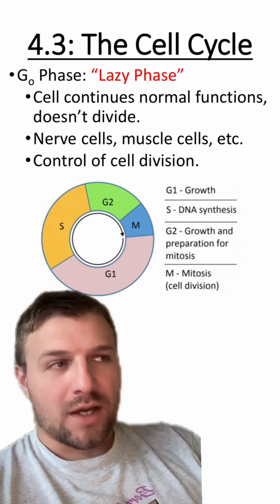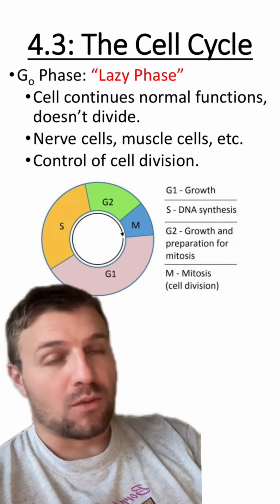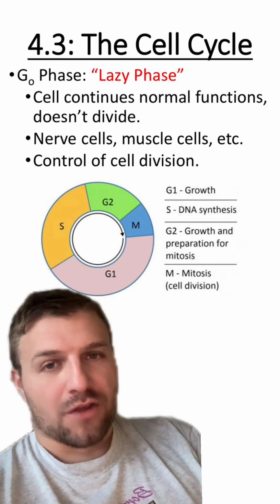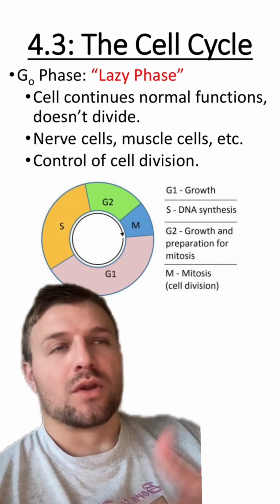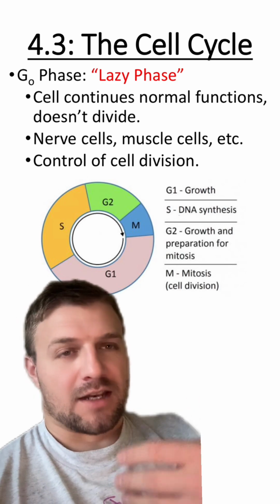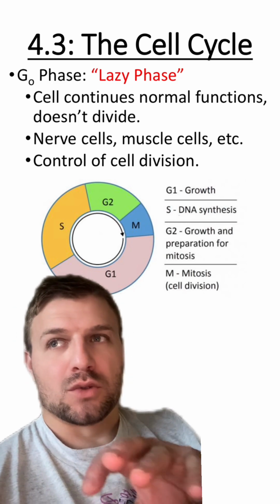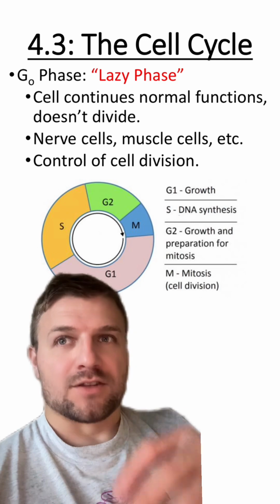Now, there is one minor step within G1 phase that I didn't talk about. It's called G0 phase. This is also called the lazy phase. This is where a cell will not go through mitosis and will continue doing normal functions and surviving, but it just doesn't divide. There are mechanisms and proteins to stop it within the G1 phase so it doesn't divide.